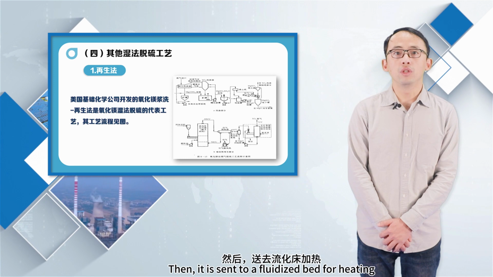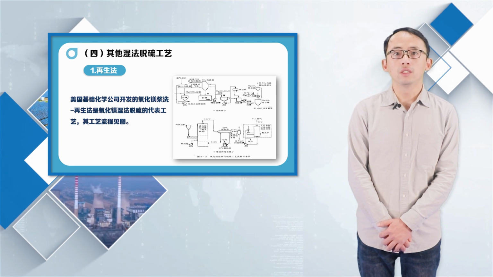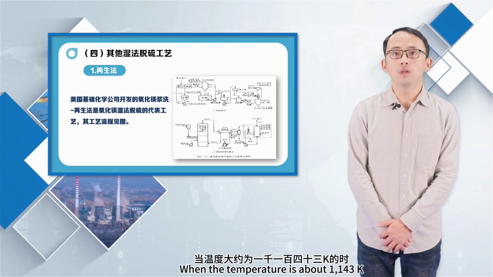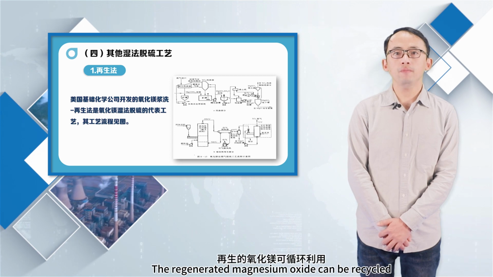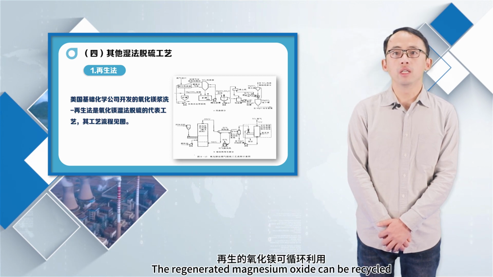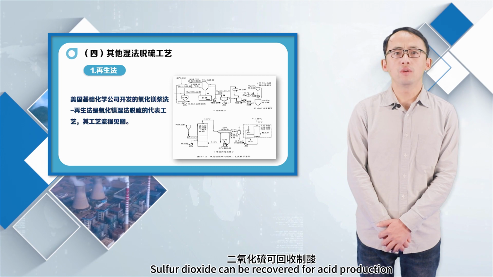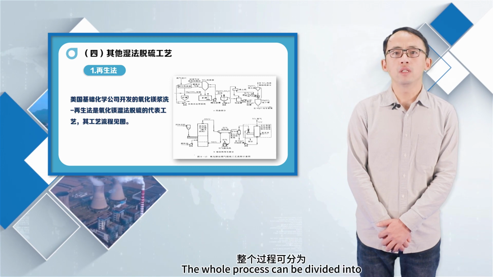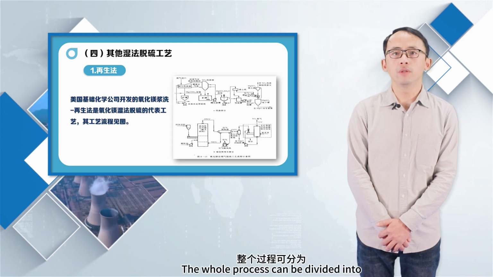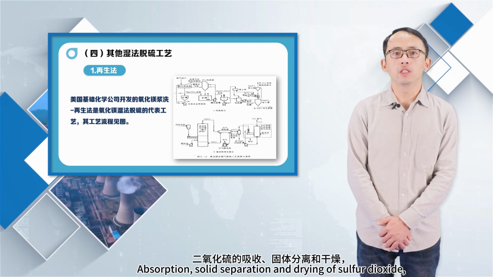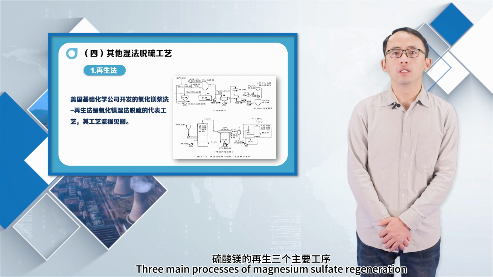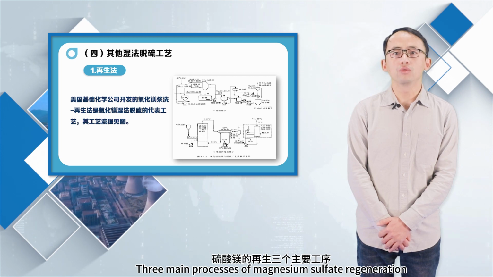Then, it is sent to a fluidized bed for heating, and when the temperature is about 1143 K, magnesium oxide and high concentrations of sulfur dioxide are released. The regenerated magnesium oxide can be recycled. Sulfur dioxide can be recovered for acid production. The whole process can be divided into three main processes: absorption, solid separation and drying of sulfur dioxide, and magnesium sulfate regeneration.